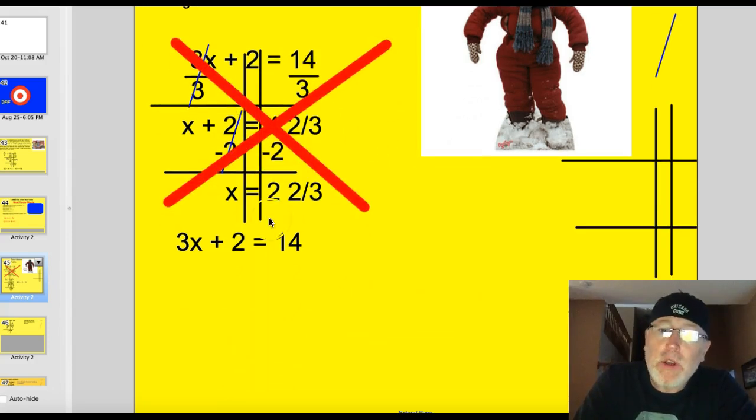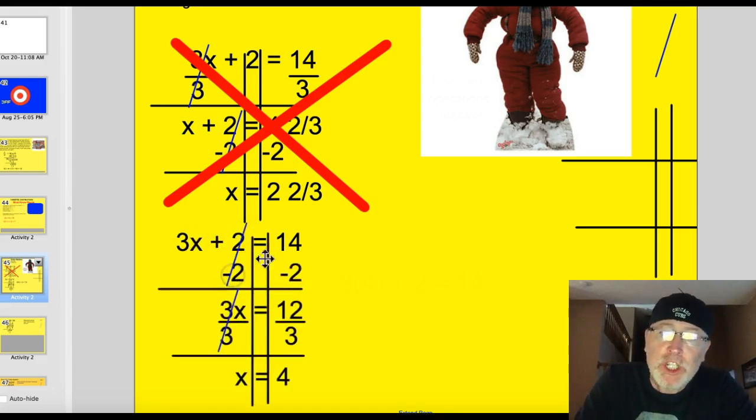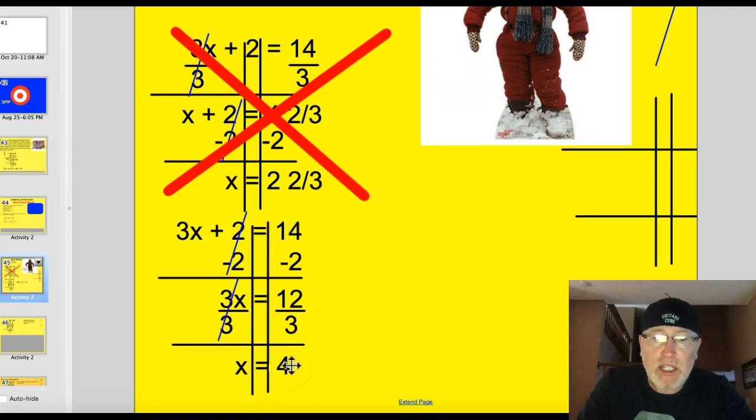Order matters. We have to add or subtract first and then multiply or divide. Check this out. When we subtract 2 first, these cross off. Now you've got 3x equals 12. You divide by 3 on both sides. Here's the divide by 3, divide by 3. Now you get x is 4.